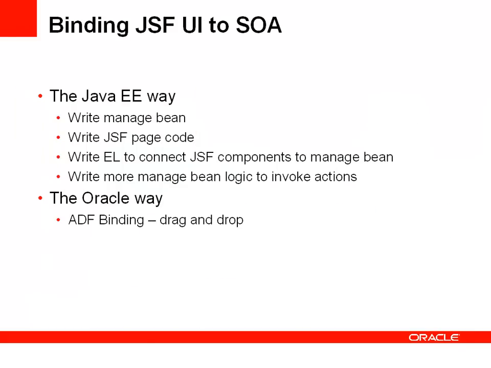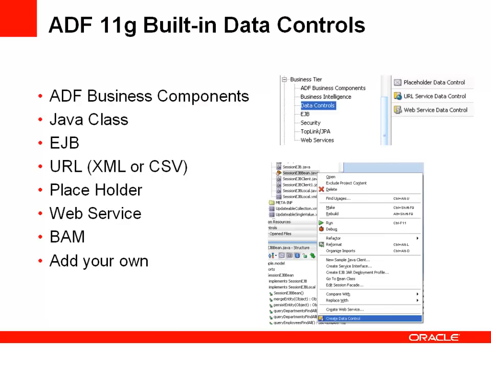So if we look at binding a JSF UI to SOA the Java EE way, we would have to write a managed bean, write the JSF page code, then write expression language to actually connect the JSF components to the managed bean, and then write more managed bean logic to invoke the actions that would be necessary behind the scenes. Now if we look at the Oracle ADF way, it's pretty simple. We just utilize drag and drop, and the ADF binding handles the rest for us.